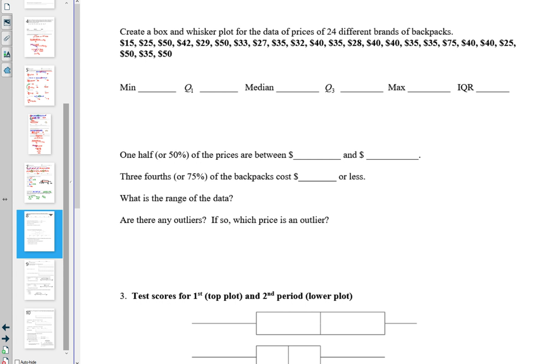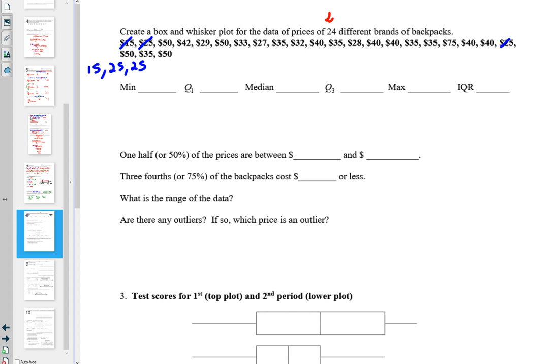Let's see. 1, 2, 3, 4, 5, 6, 7, 8, 9, 10, 11, 12, 15, 18, 21. I was 24. The other 20 was 24. All right. Yeah, I'm just gonna write them in order. I don't want to mess this up. What's the cheapest one? $15. So 15 is the cheapest. Then 25, and there's 2 of them. If I have 24 elements of data, what's going to be in the middle? What numbers are in the middle of 24? 12 and 13.